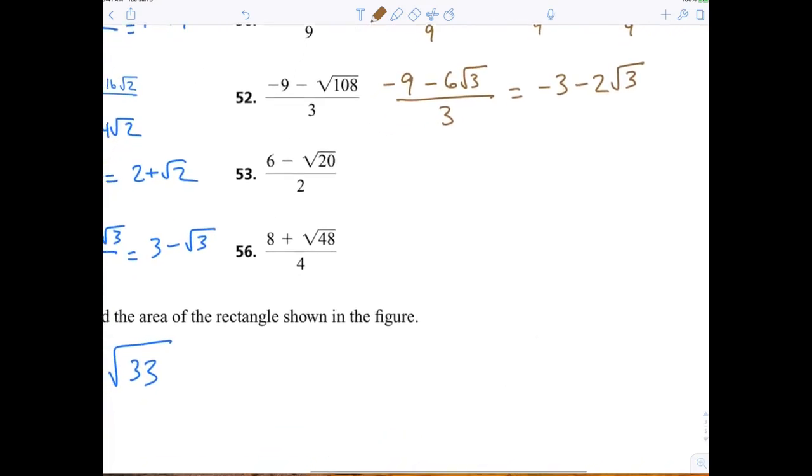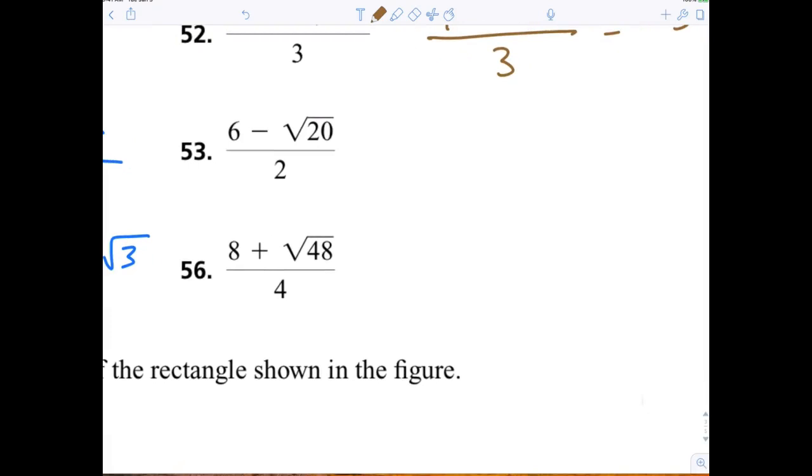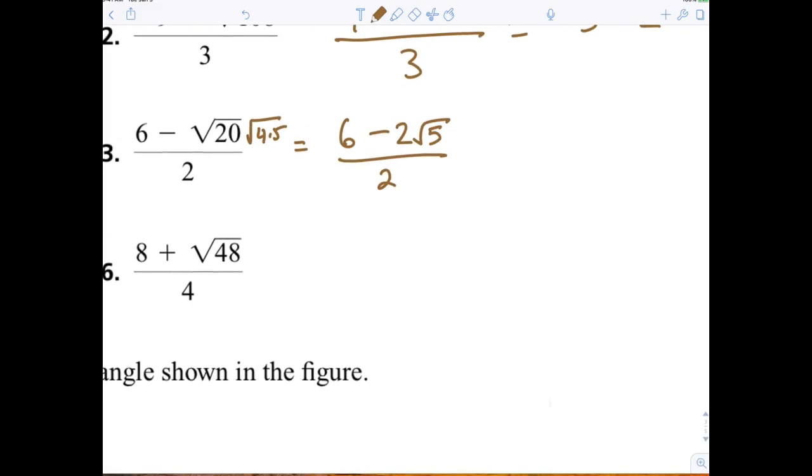All right, what perfect square is in 20? 4. Okay. So 6 minus, how do we break square root of 20 down? Yep, so then 2 radical 5, all over what? So now if I divide that out, I get 3 minus 1 radical 5.